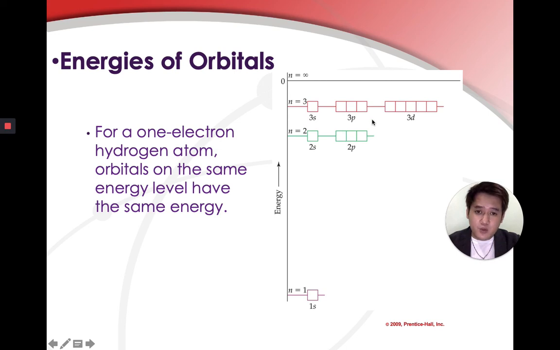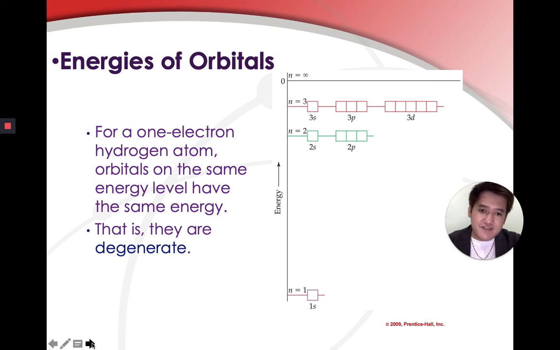But that only works for hydrogen, okay? Because there is only one electron. There is no other repulsion from the other electrons. Now, electrons or orbitals having the same energy, we consider them to be degenerate. Okay, remember the term degenerate.